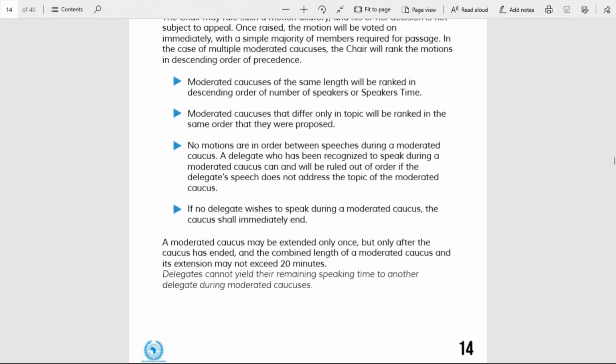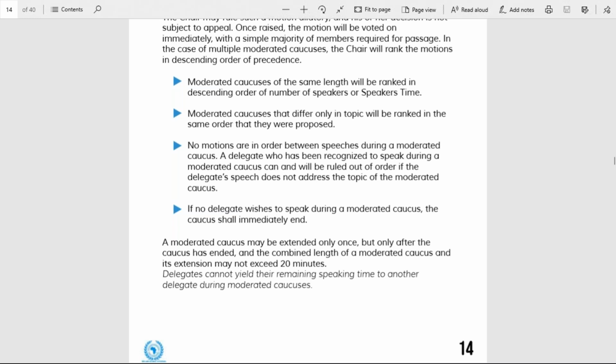Another thing: no motions are in order between speeches during a moderated caucus. A delegate who has been recognized to speak during a moderated caucus can and will be ruled out of order if the delegate's speech does not address the topic of the moderated caucus. So ideally, make sure you stick to the topic. If no delegate wishes to speak during a moderated caucus, then the caucus will automatically end. I hope you've understood that.